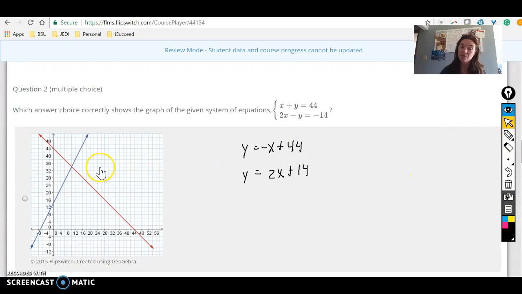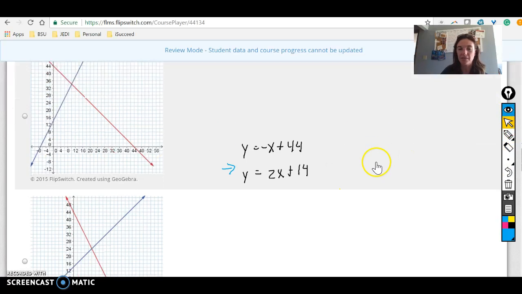So if we look at this first graph here, you can see this is probably what's going to give it away, and I'll do this in a different color here. You can see that my line with a negative slope is crossing the y-axis at 44, and my line with a positive slope is crossing the y-axis at 14. That is pretty much what I'm looking at there. All right, so let's see if any of our other graphs match this any better.